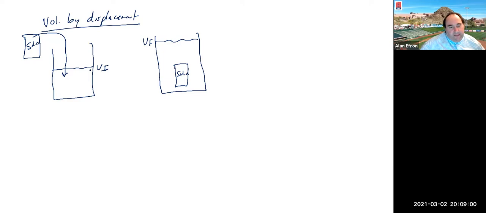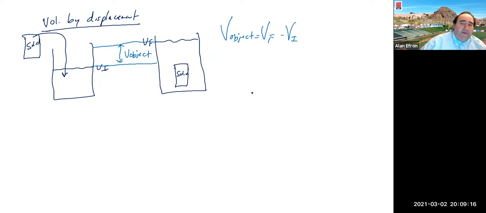So if we take our initial volume and our final volume, that's basically the volume of the object we jumped in there. So the volume of the object is usually the final volume minus the initial volume in that particular case. And that's a very common way that we can calculate the density of an object. A very simple way to figure out the density of an object is to throw it in there.